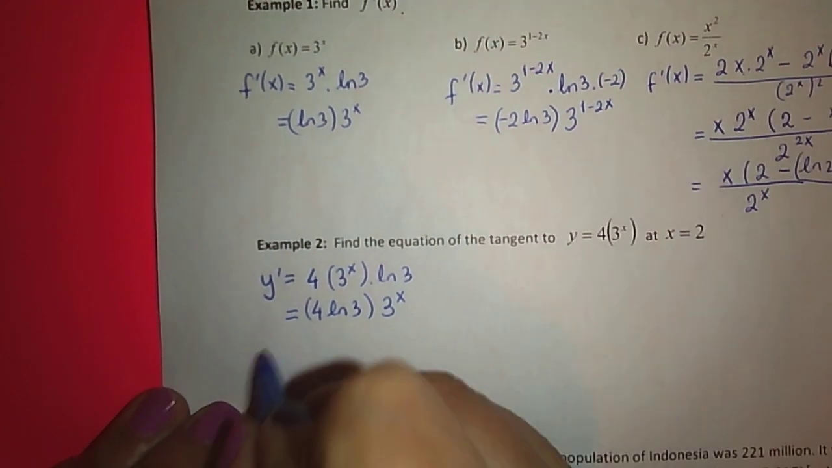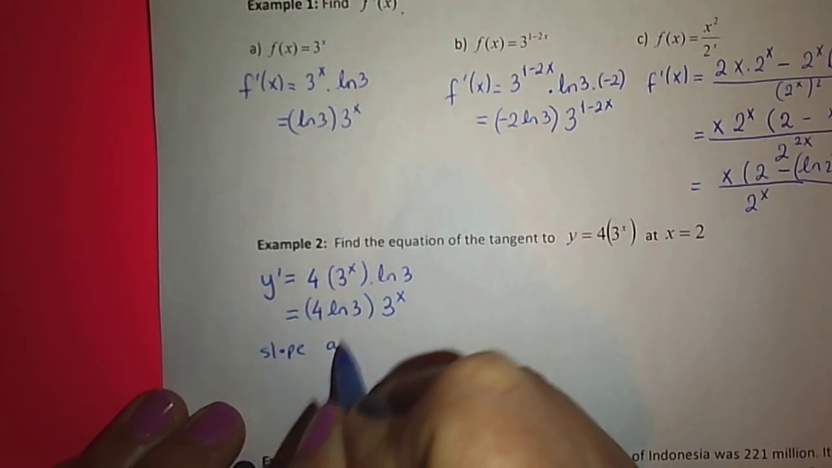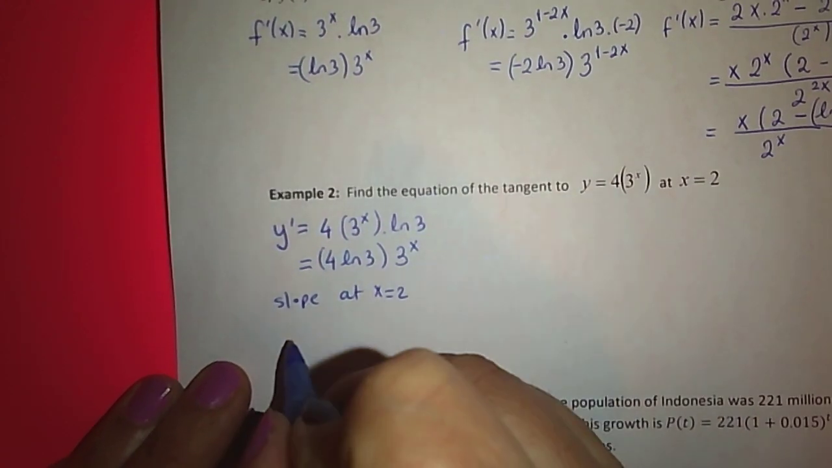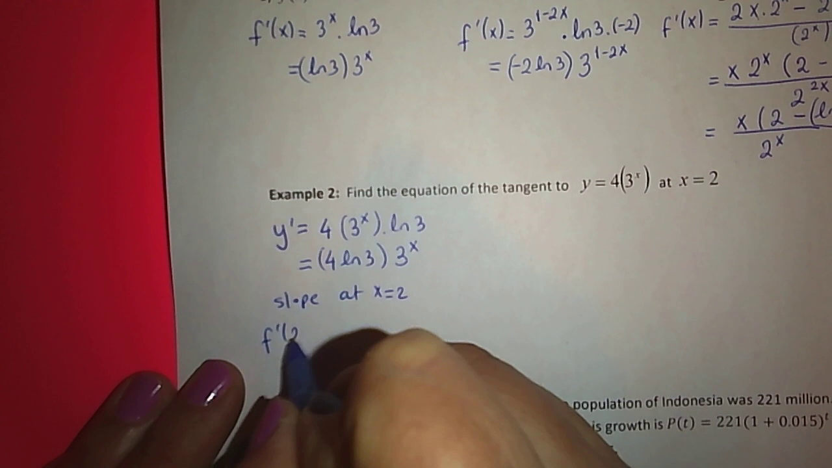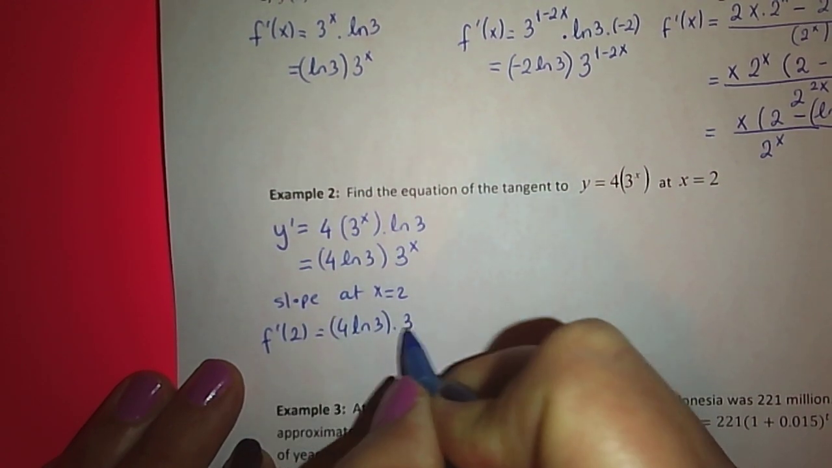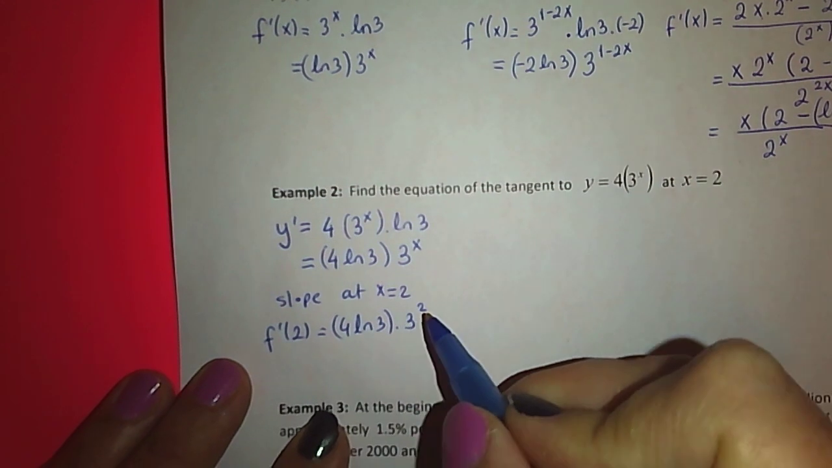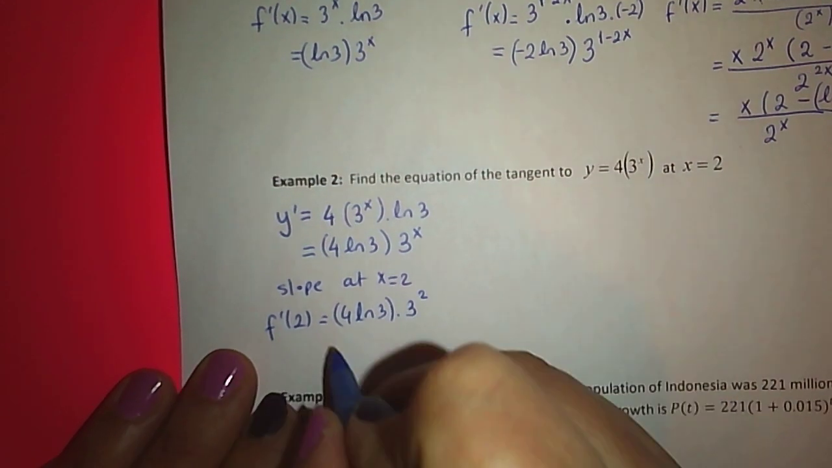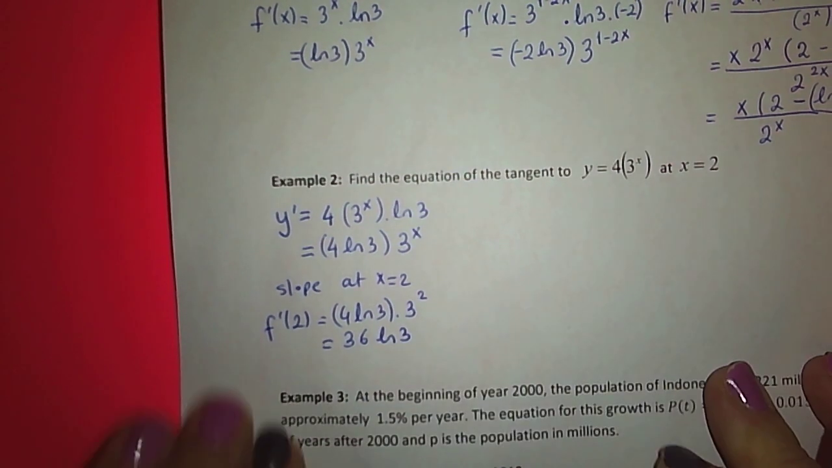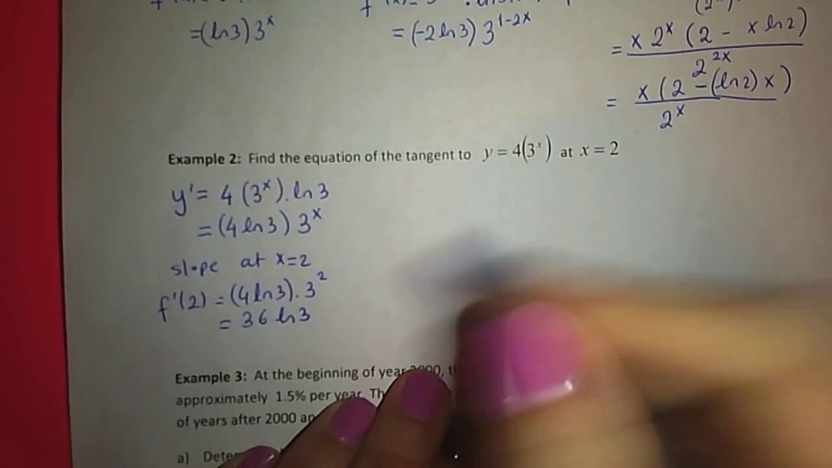Now to get the slope at x equals 2, let's substitute 2 in the derivative function. So we get 4 ln 3 times 3 squared. 3 squared is 9, and 9 times 4 is 36. So we get 36 ln 3. Okay, so that is the slope of the tangent.